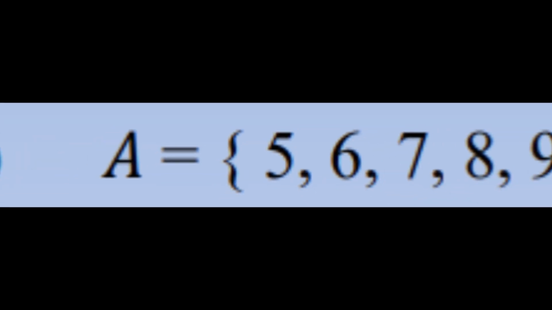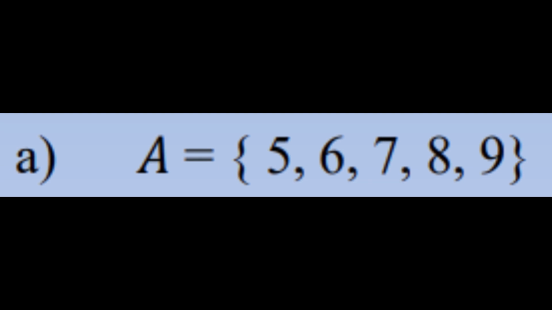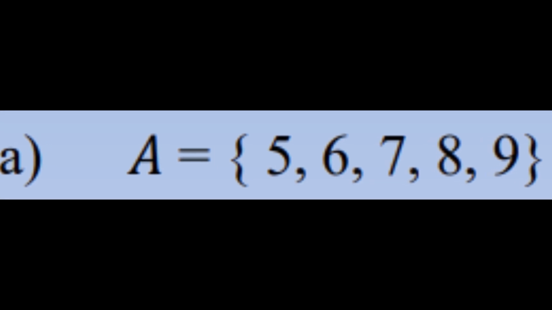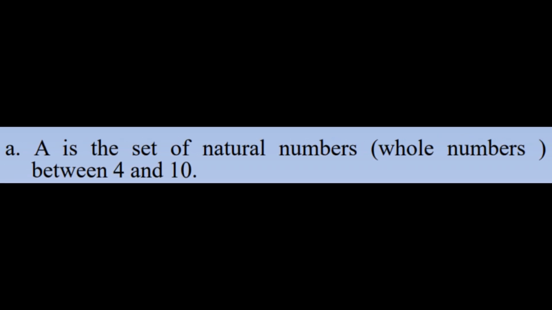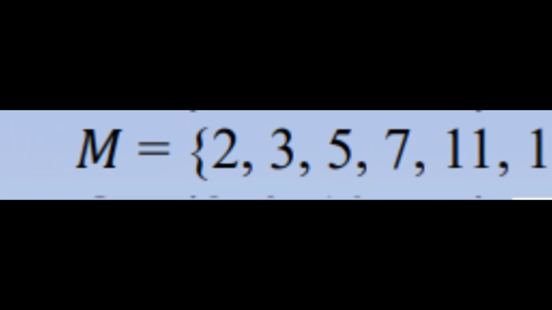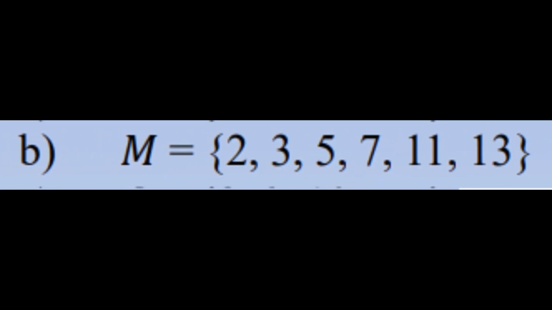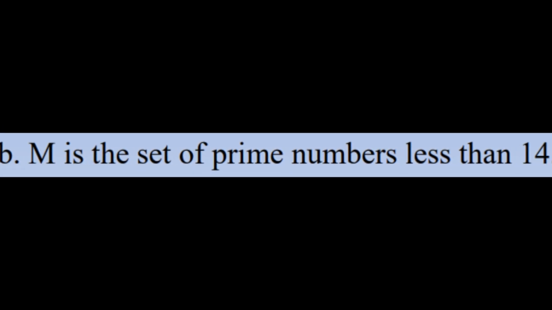Exercise 1.2. 1. Describe each of the following sets using a verbal method. A equals the set containing 5, 6, 7, 8, 9. Solution. A is the set of natural numbers or whole numbers between 4 and 10. B. M equals the set containing 2, 3, 5, 7, 11, 13. Solution. M is the set of prime numbers less than 14.